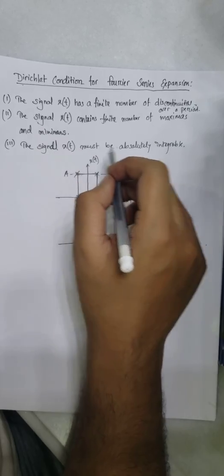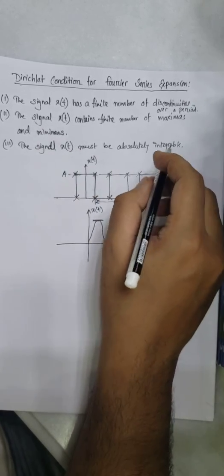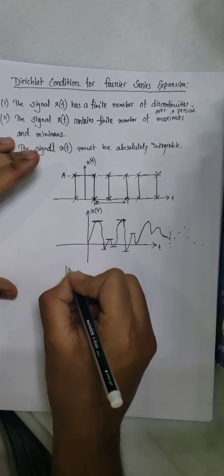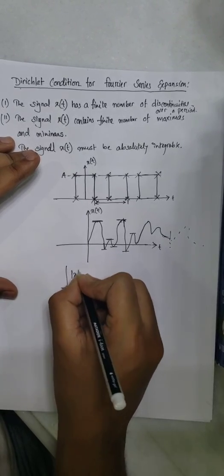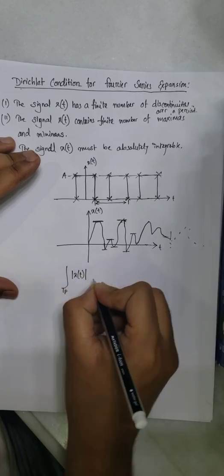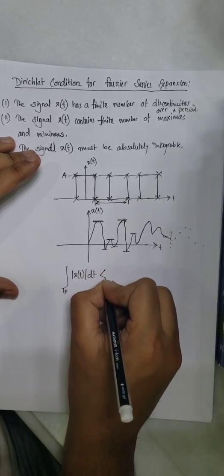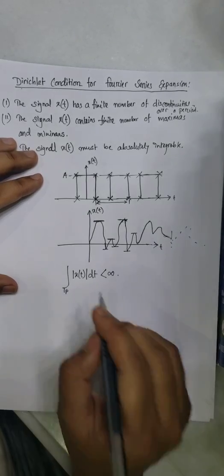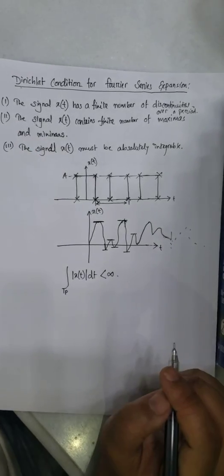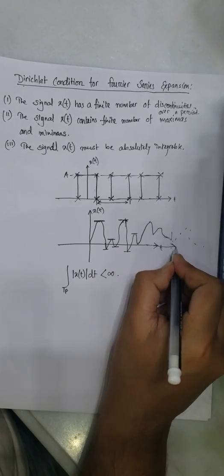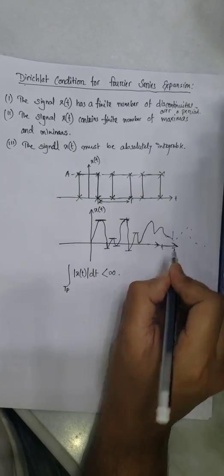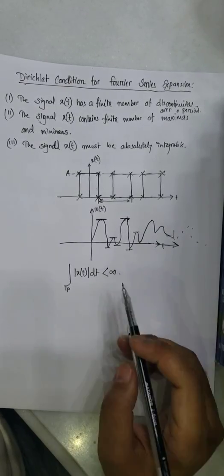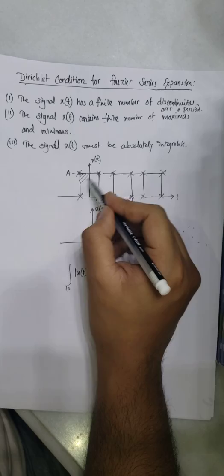Now, the signal must be absolutely integrable. What does this mean? This means over a time period of Tp, the integral of the absolute value of x of t dt must always be less than infinity. Now, by this, what do we mean? It means that all of us know from the intermediate concept that integration is nothing but the area under a curve.